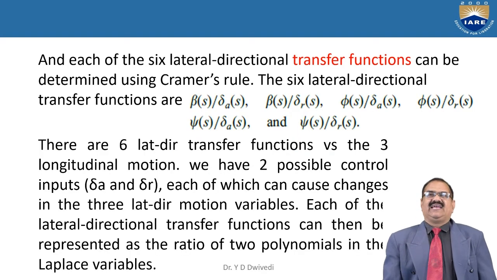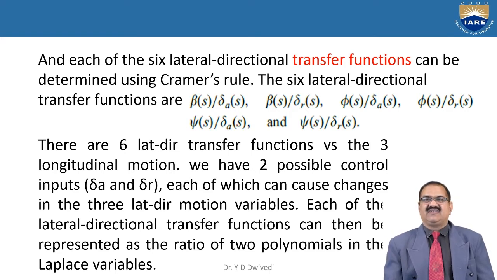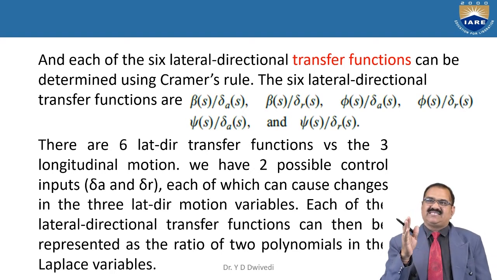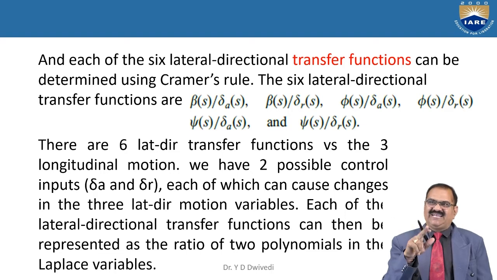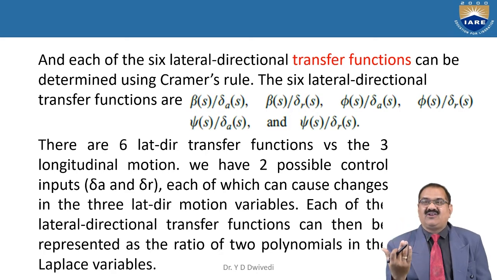So here, each of the 6 lateral directional transfer functions can be determined using Cramer's rule. The 6 lateral directional transfer functions are beta s divided by delta as, beta s divided by delta rs, phi s divided by delta as, phi s divided by delta rs. Means this beta s delta a delta r, then phi delta a and delta r, and the psi delta a and delta r. Means all these 3 variables are taking place when we apply the aileron and the rudder.